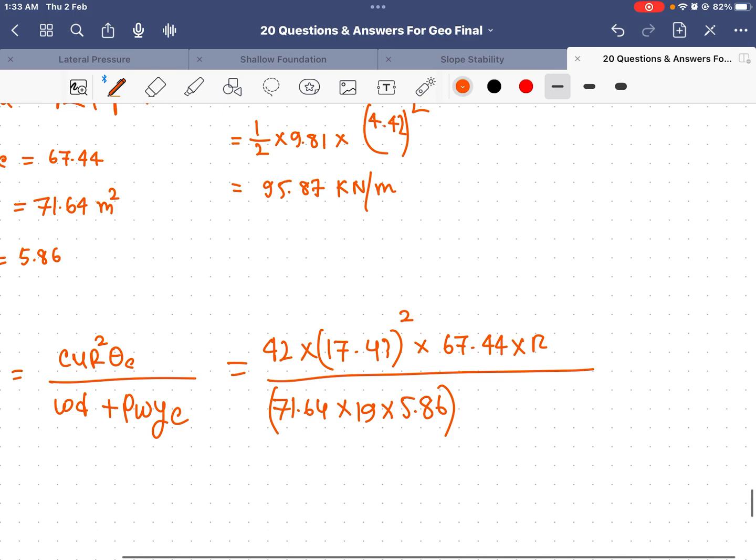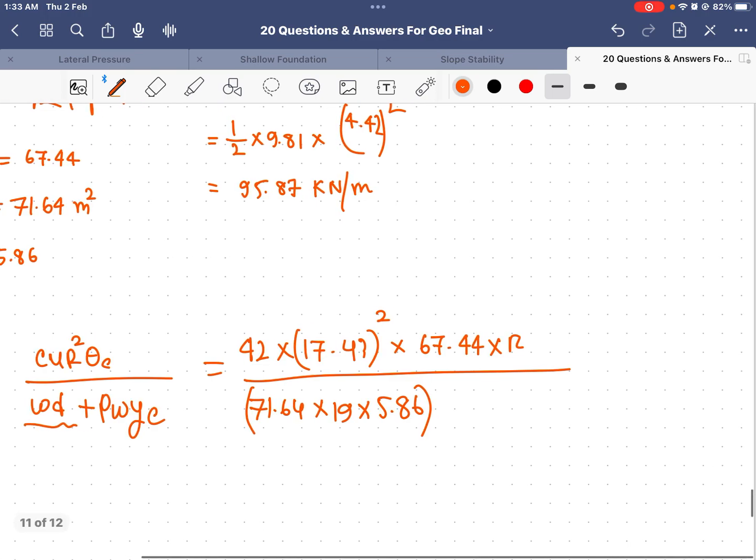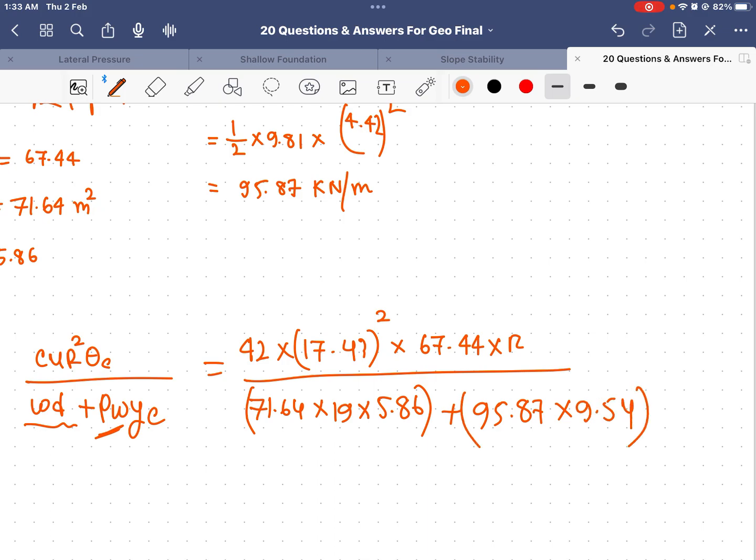I already wrote this part, plus the W value, 95.87, times the YC value, 9.54. Then we have the 180. This is from the equation, because when we convert degrees to radians, we use this 180.